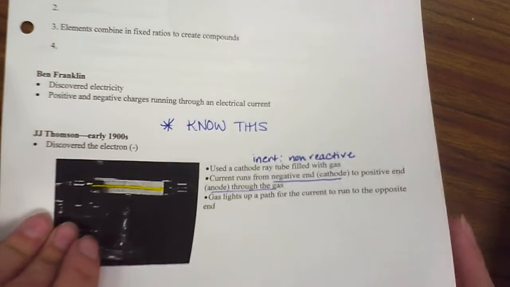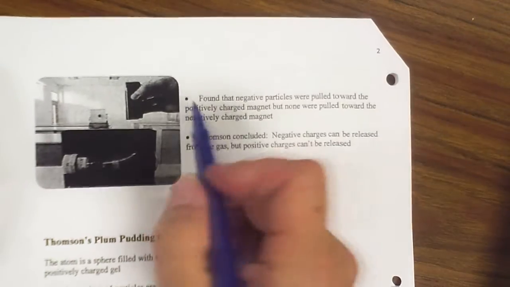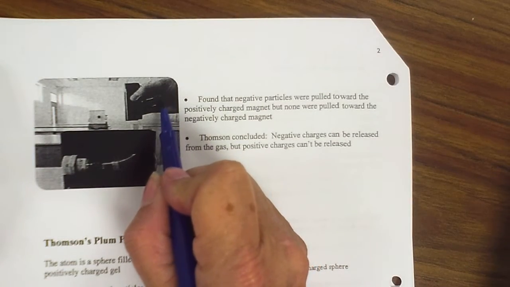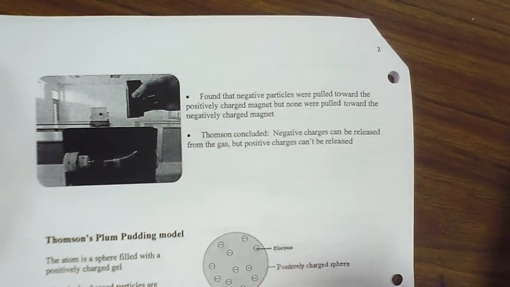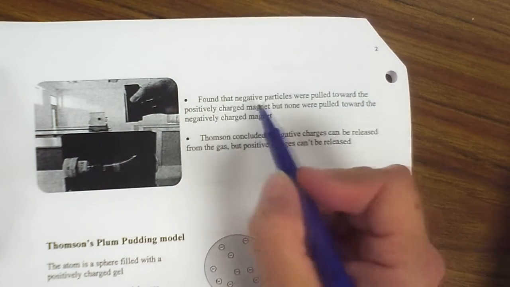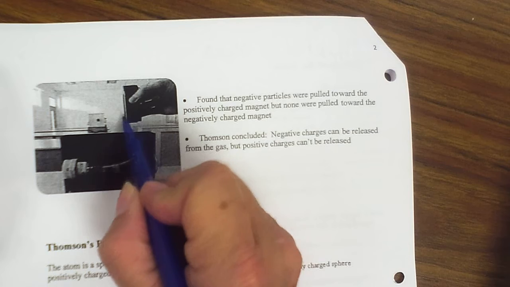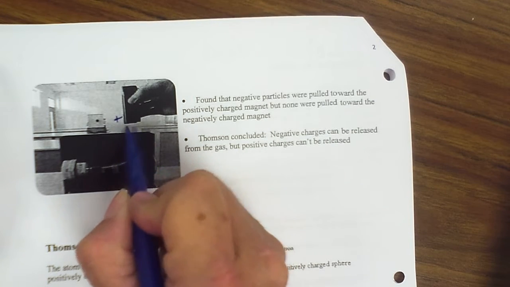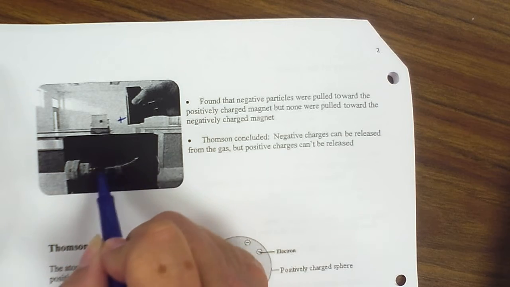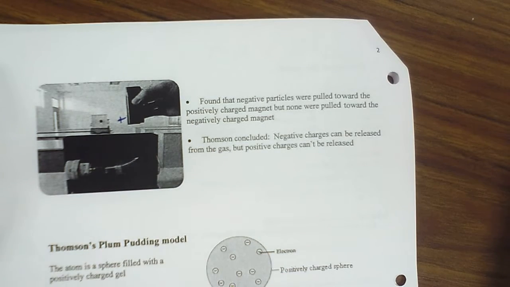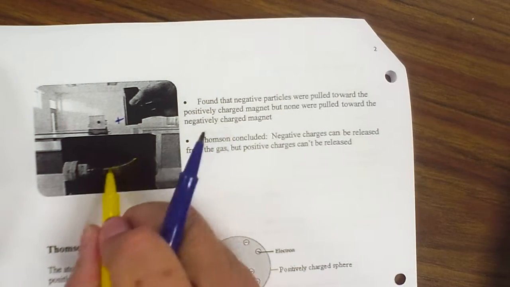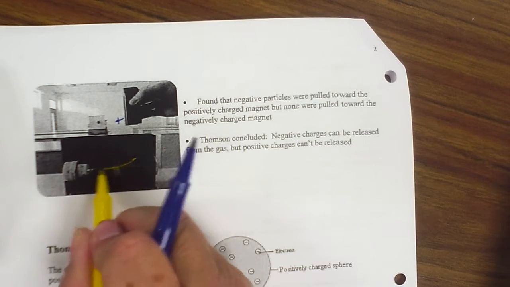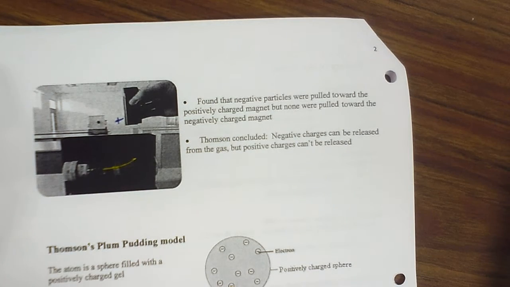So remember, Thomson is trying to find out a little bit more about the atom. So what he did was, this is Thomson's hand. No, it's not. I'm just kidding. He took a magnet and he put the positive end of the magnet toward the glass tube with the current. See, here's the current again. Right? Here's the current. And he put the positive end of the magnet toward the glass tube.